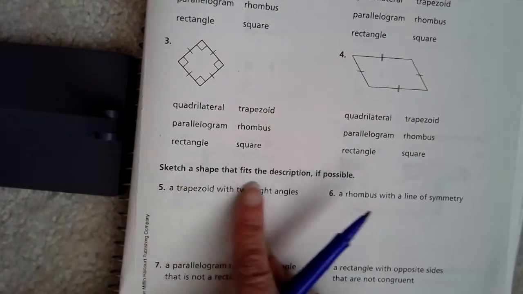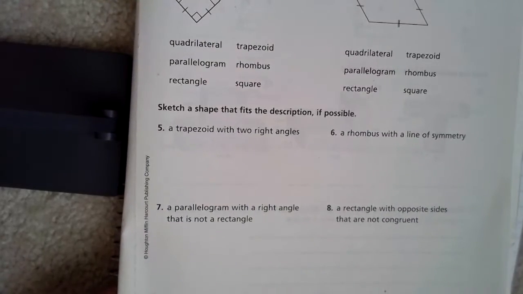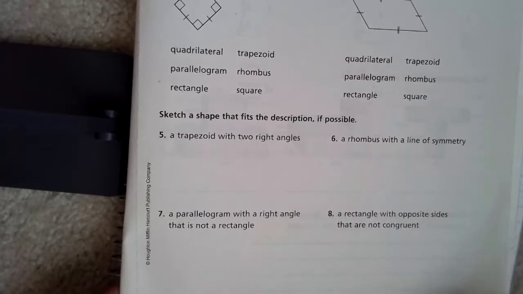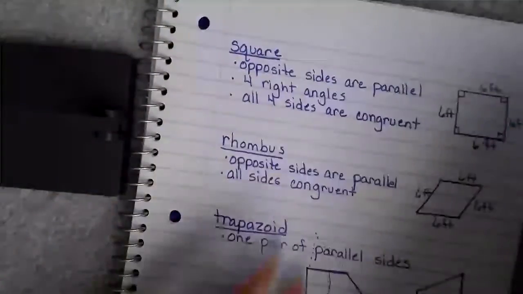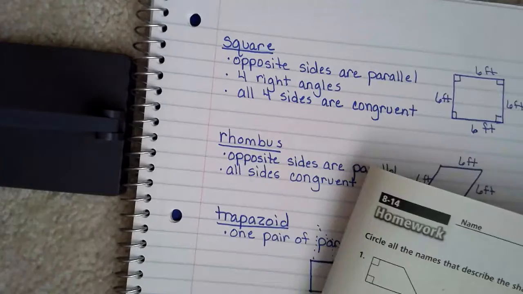And then sketch a shape that fits the description if possible. Some of these are not possible to do, so be careful. Read through it carefully. Look at your notes carefully, or my notes. It's a good idea to write down those notes so you can look back at them.